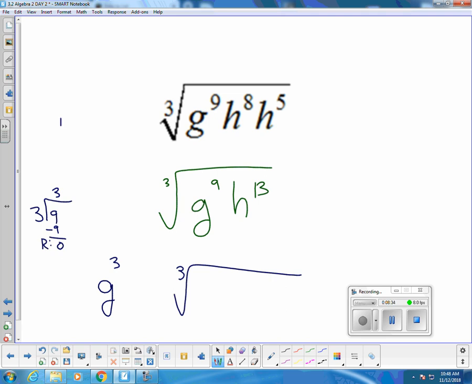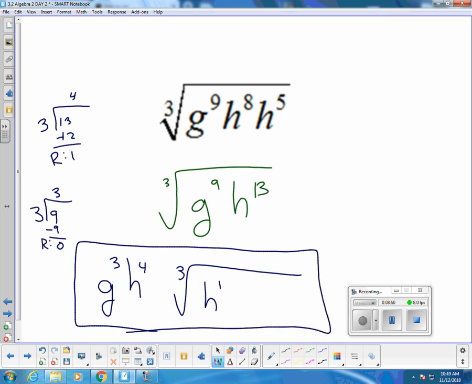Let's deal with our h's. For our h's, we're going to do 13 divided by 3. What's 13 divided by 3? 4 remainder 1, I heard somebody say. So it means 4 h's get out front, 1 h remains in. And that 1 could be invisible if you wanted to. So what were you stumped on, your g's or your h's?